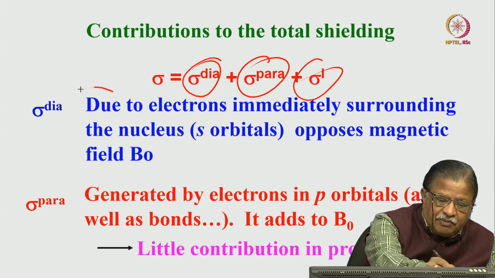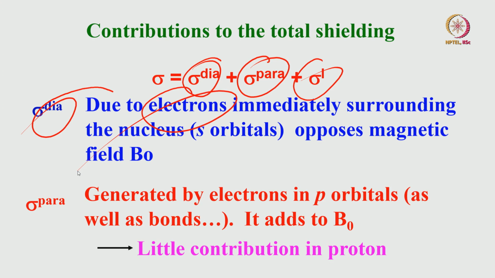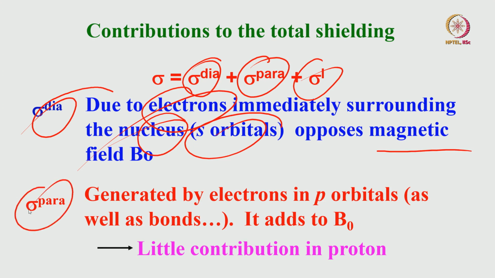The diamagnetic contribution comes mainly because of the electrons immediately surrounding the nucleus, that is s orbitals, which oppose the main magnetic field B naught, and the paramagnetic component comes because of electrons in p orbitals or other subsequent bonds.